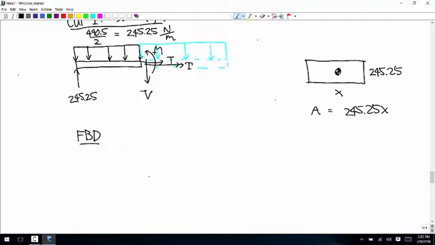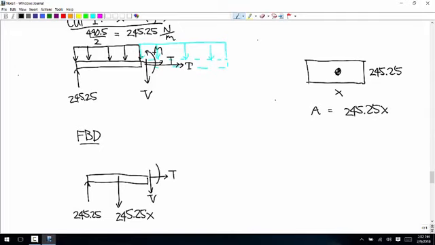So another free body diagram. We have the piece we're isolating. We have the force from the pin joint. We have the weight force of 245.25x. You know that that has to depend on x because the amount of weight you're dealing with depends on how much of the beam you're considering. And then the internal loads, T, V, M, torque.